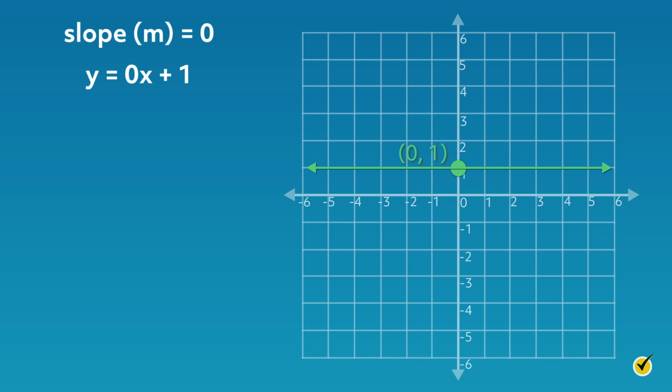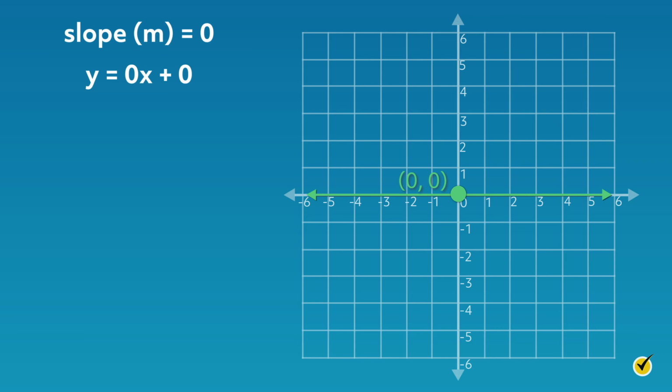Based on this information, what would the graph for y equals 0x plus 5 look like? It would look like a horizontal line passing through the y-intercept of 5, or (0, 5). What would the graph for y equals 0x plus 0 look like? That's right, a horizontal line passing through the y-intercept of 0, or (0, 0).